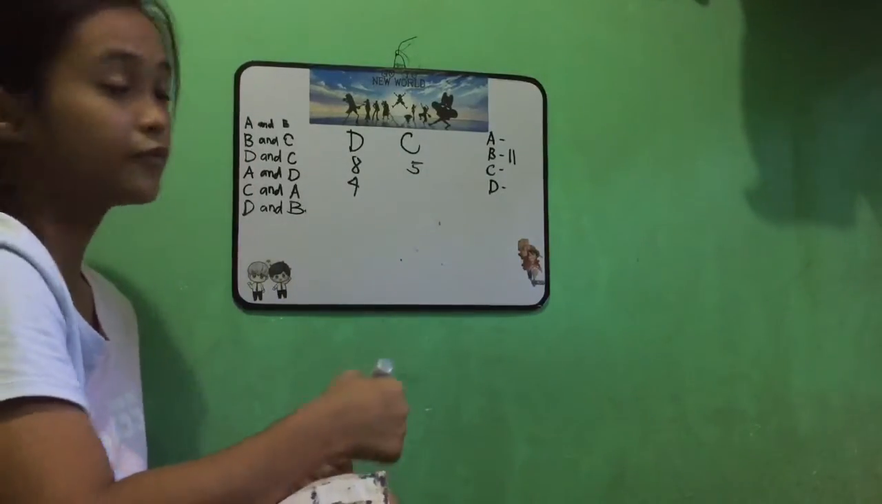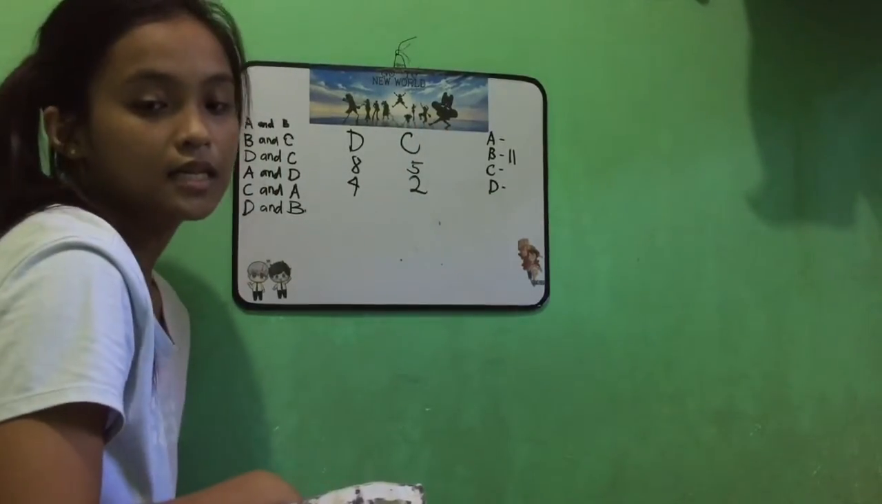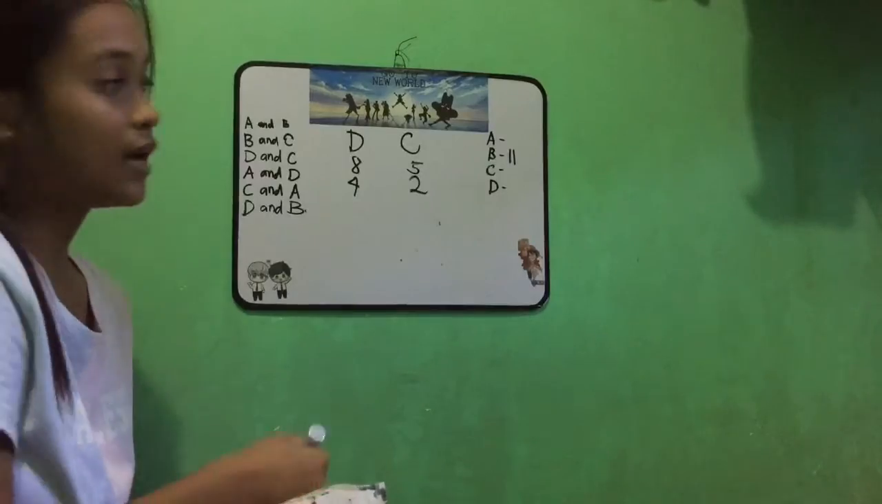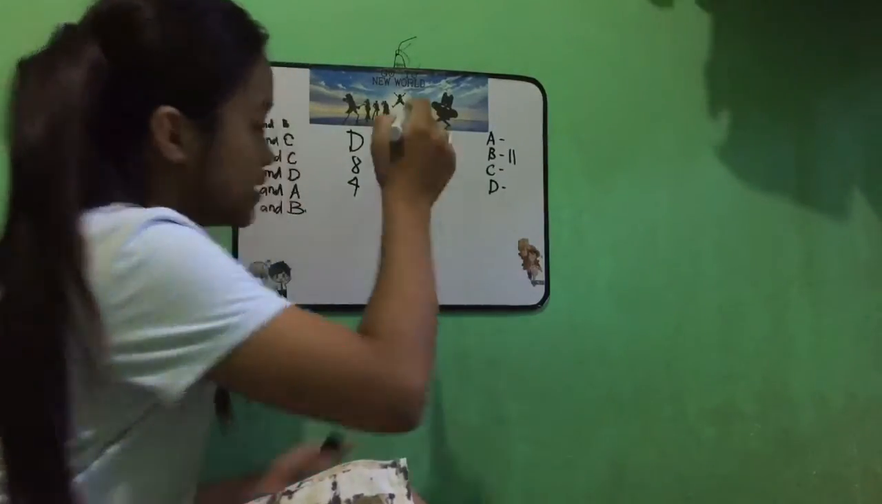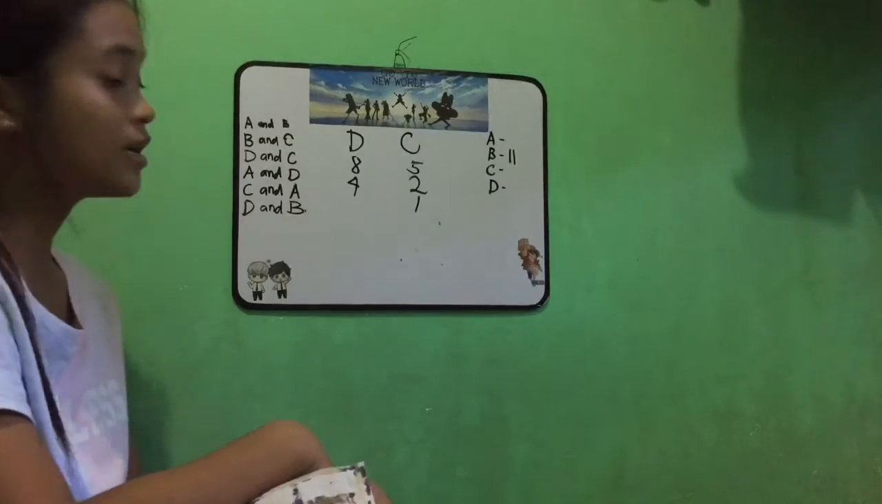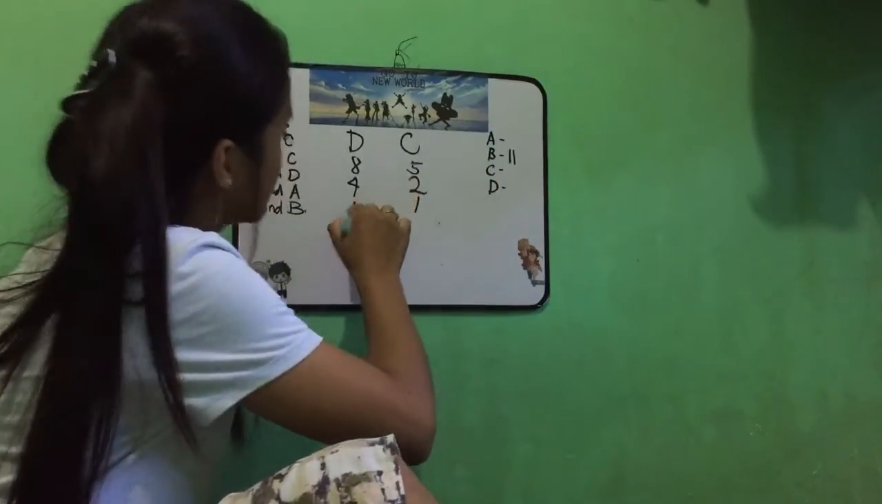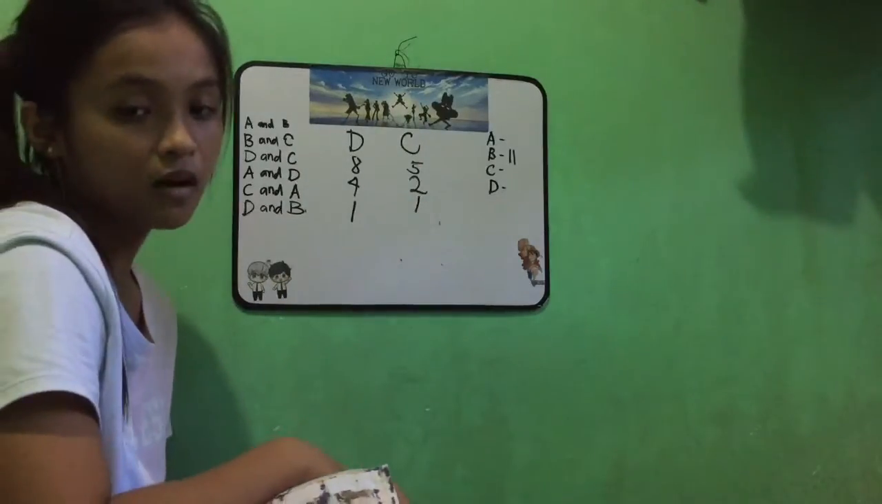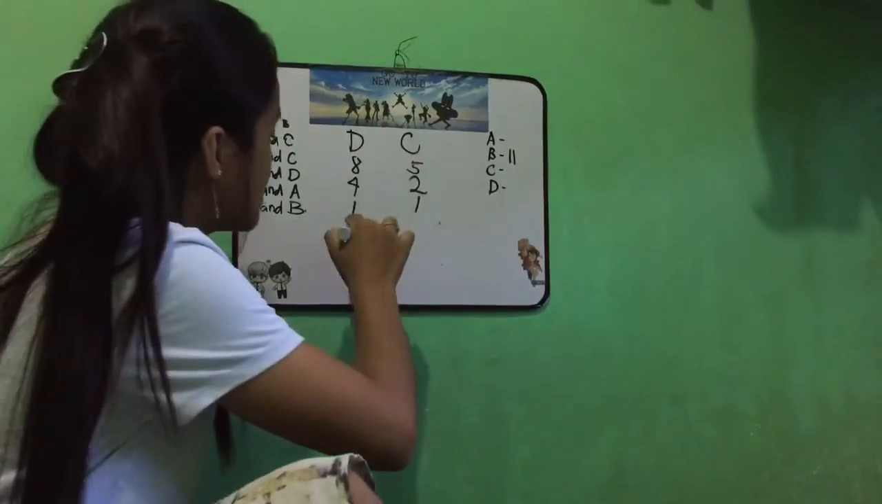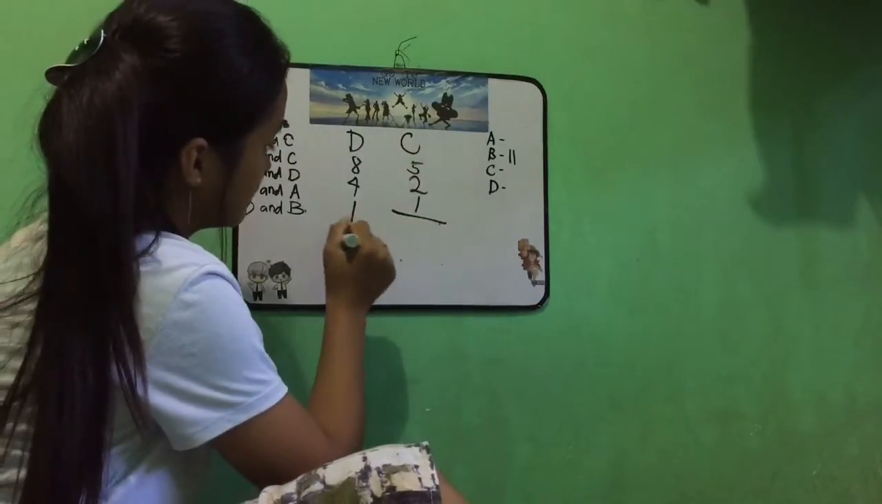Next, C will have 2 votes since it appeared earlier than D. Next, C will have 1 vote since it appeared earlier than D. Next, D will have 1 vote since it appeared earlier than C. And the last column, D will have 1 vote since it appeared earlier than C.